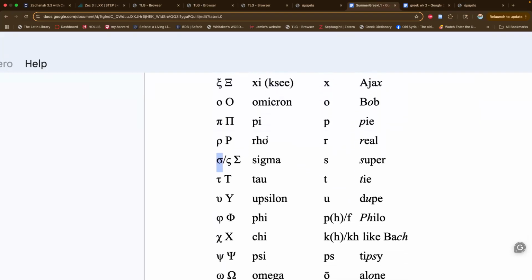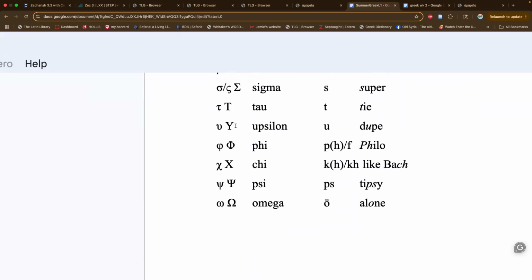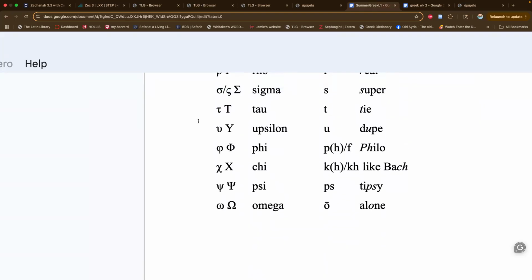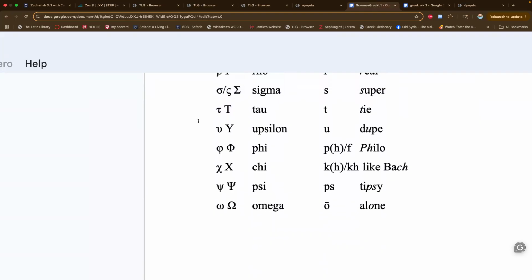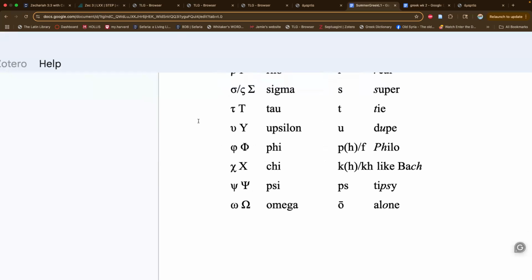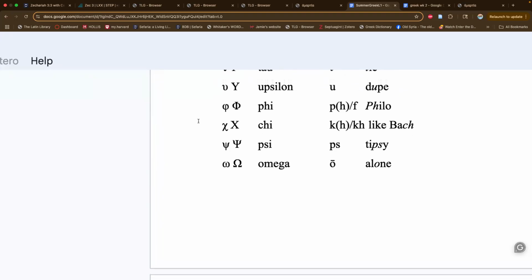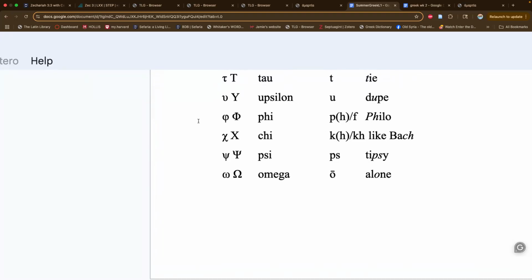Okay, so that's sigma. And then tau, we have t, and that looks like a capital T in both the lowercase and uppercase. Upsilon, you'll also commonly hear it pronounced just oo, which works totally fine. It's more familiar, and it makes sense. Phi is f. Originally, it was pronounced puh, but we're not going to do that, obviously.